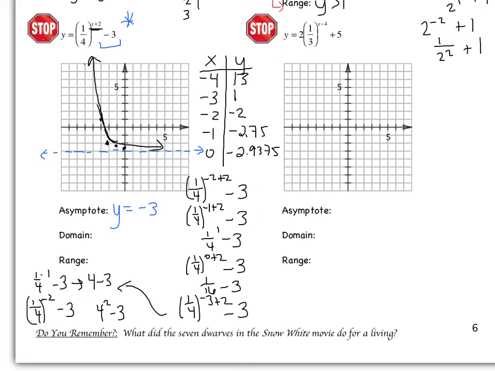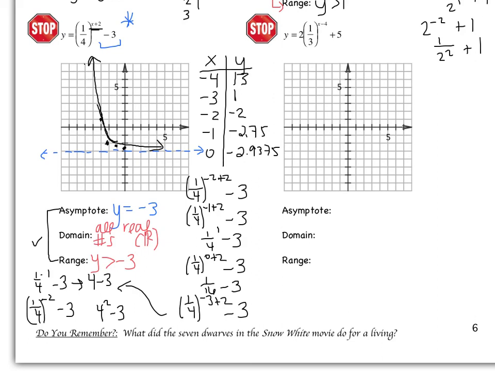So, domain and range. Your domain should be all real numbers. Your range always goes with y. We notice that ours starts at -3 and gets greater, so it's going to be y is greater than -3. Notice that your asymptote and your range match, which is good.